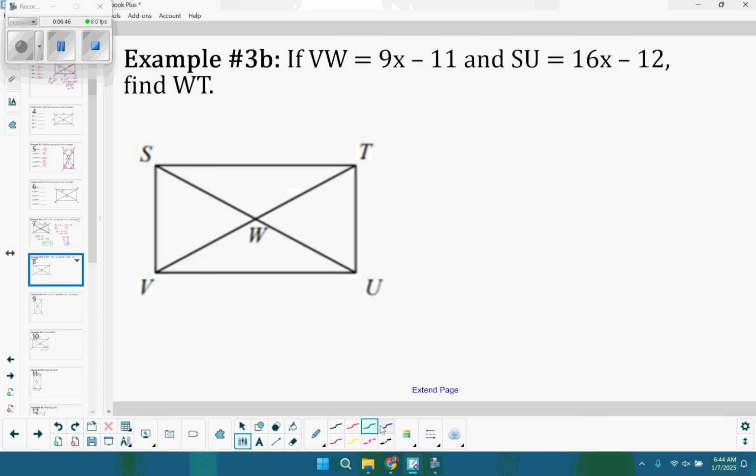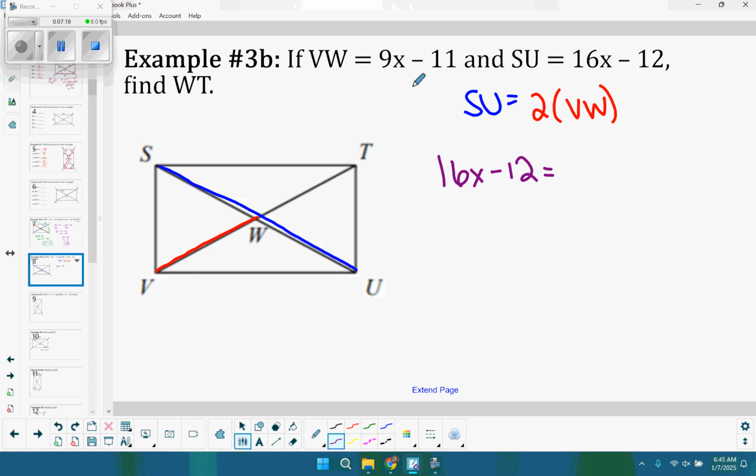Here's another example. In this one, we're given VW, which is just half of a diagonal, and SU, which is an entire diagonal. So really what's happening here is this entire diagonal is equal to double, right? Because there's two red ones here, 2 times VW. So we're going to set up this equation and solve. So SU was 16x minus 12 equals 2 parentheses VW, which was 9x minus 11.